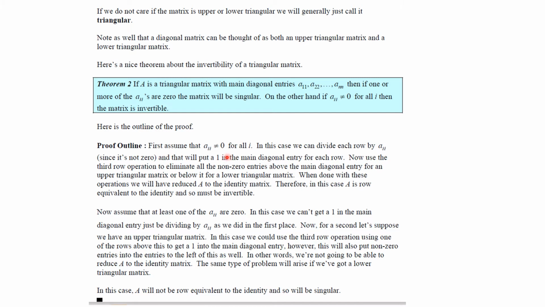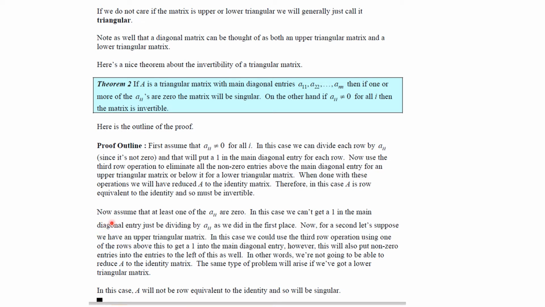First of all, if the aii's are not equal to zero for all i, then we can divide each row by aii since it's not zero. That puts a 1 on the main diagonal in each row. Now we can use a third row operation to eliminate all the non-zero entries above the main diagonal entry for an upper triangular matrix, or below it for a lower triangular matrix. And when we're done with these operations, we've reduced capital A to the identity matrix. Therefore, it is row equivalent to the identity, and so must be invertible by a previous theorem.